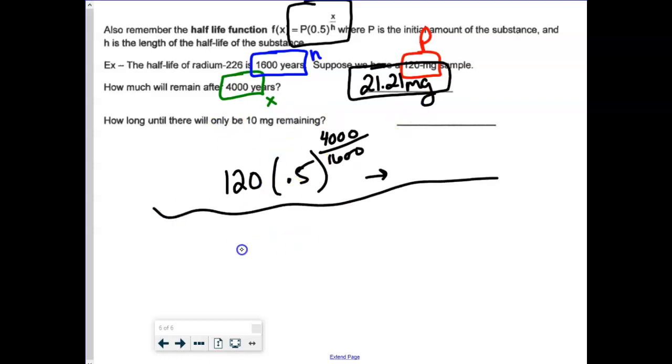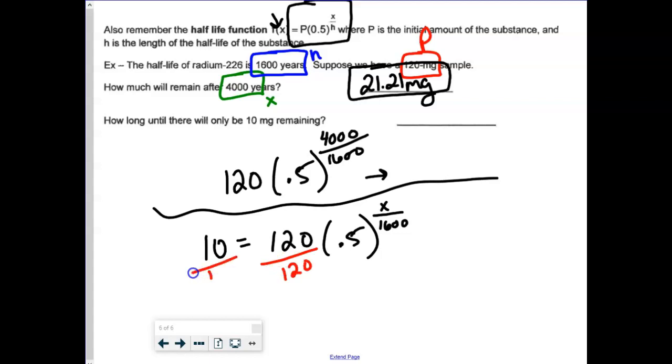All right, how long until there'd be only 10 milligrams? Well, you have enough algebra skills that you can solve this accurately. So the 10 milligrams is what we're going to put in for the answer to the equation. And we're going to start with that same 120 milligram sample. And this time, the amount of time, the x, is a variable, but it's still a half-life of 1,600 years. So I'm going to have you solve this, just like we always do with logarithms. But first, we're going to isolate the base.